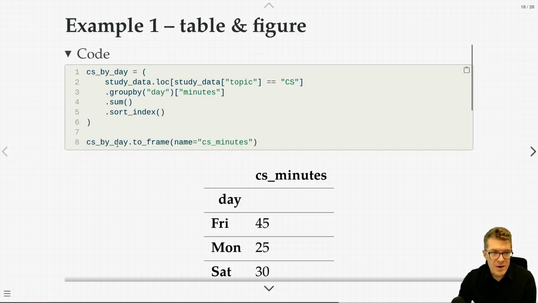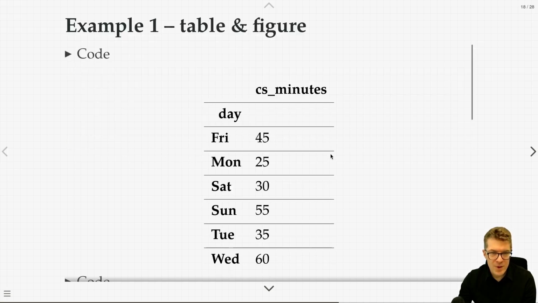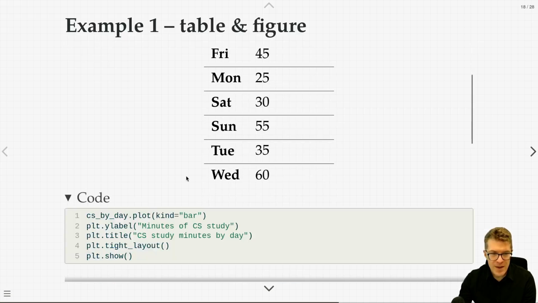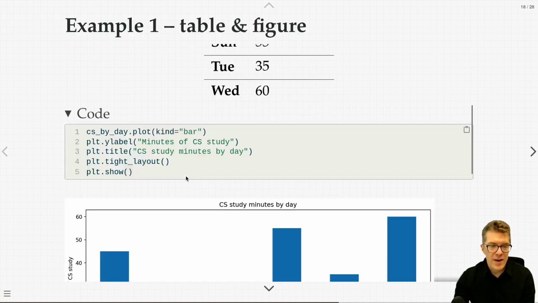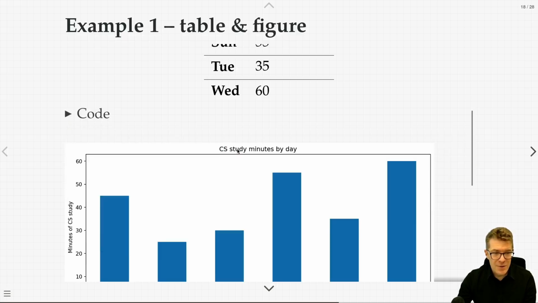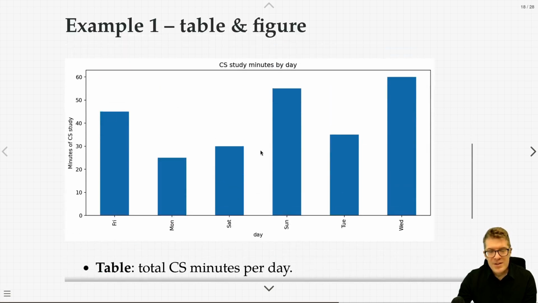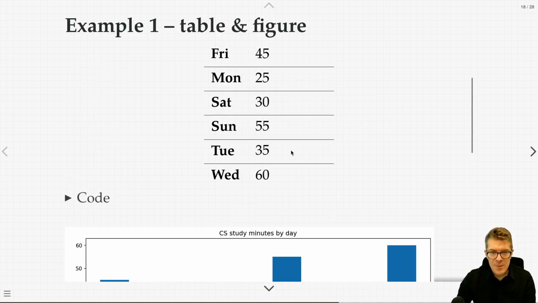This last line here on line 8 just takes this new object I created and writes it to a frame and then prints it out here. So I have my CS minutes over all of my days. On Friday I studied 45 minutes, on Monday 25, and so on. Here's a little bit of code to draw a figure. This is going to draw a bar graph. It's going to give me my labels, my title, provide a tight layout, and then it's going to show the figure. And then this is basically just a visualization of the numbers that I had here.